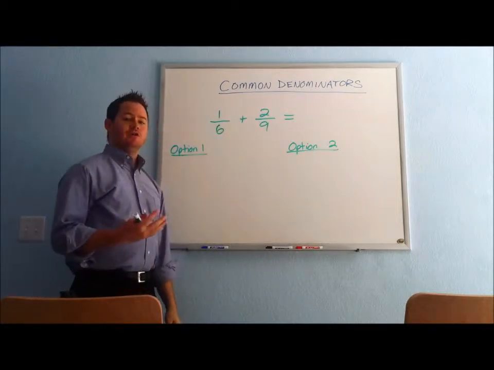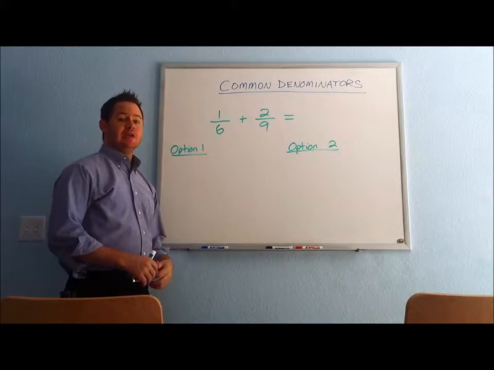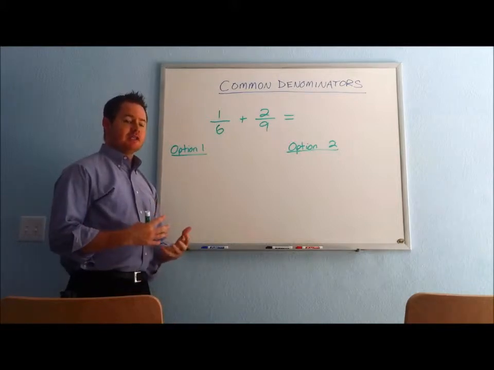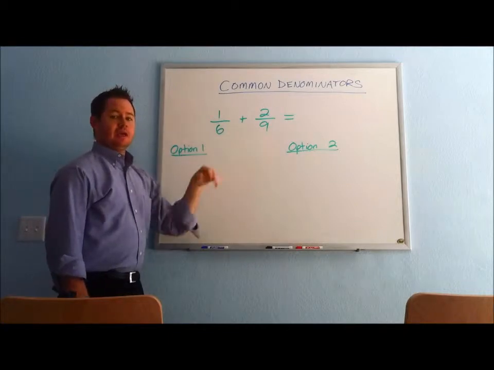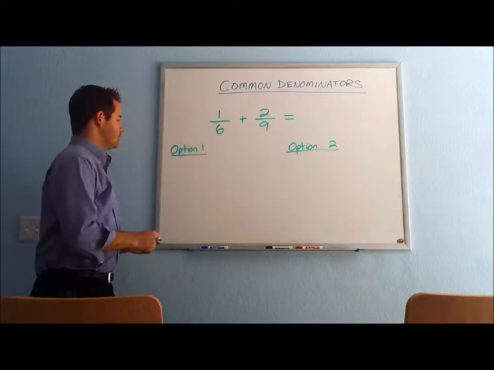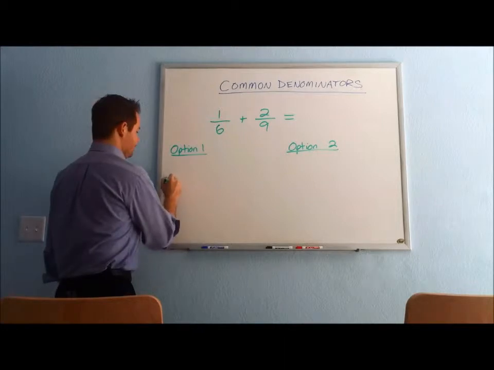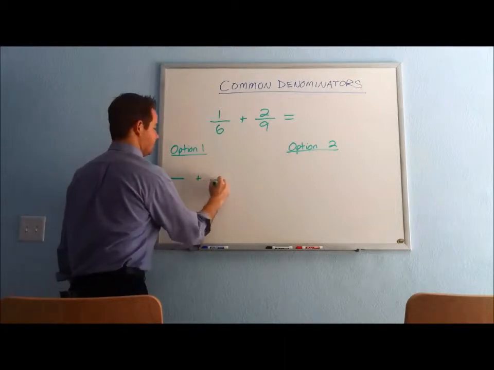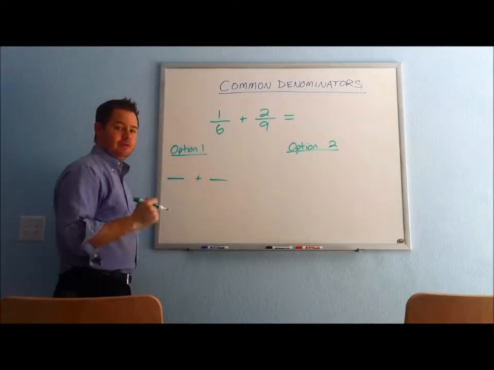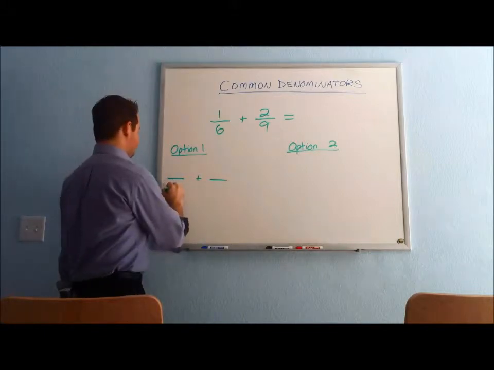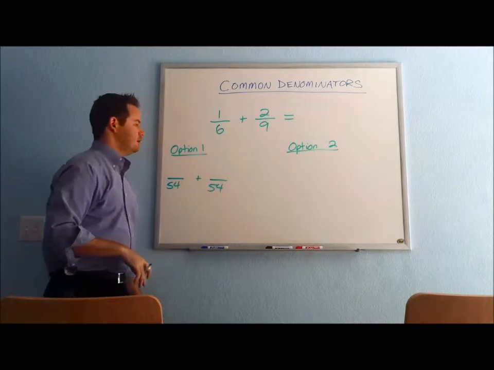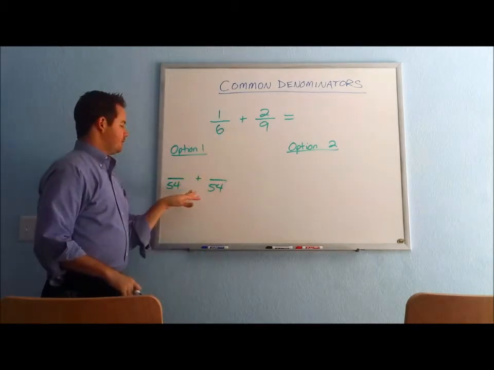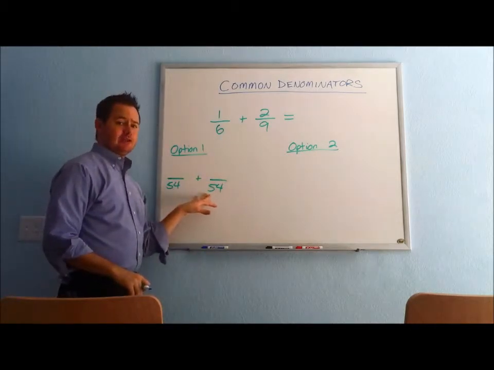So in our first video for common denominators, we said that the easiest way to find a common denominator is to multiply the two denominators together. And that is something that we can do. So let's take a look at how that would work. 9 times 6 would give us what value? If you said 54, you are correct. So 9 times 6 gives us 54, so 54 is a common denominator.